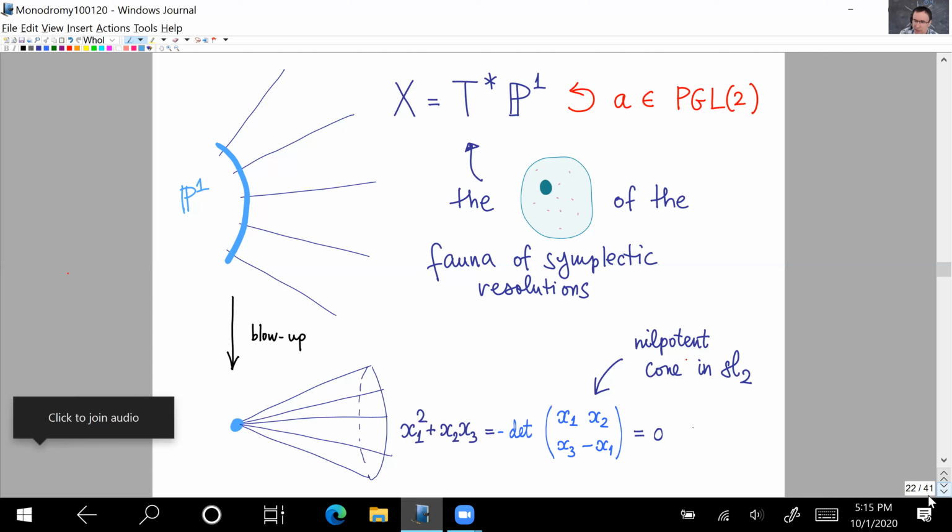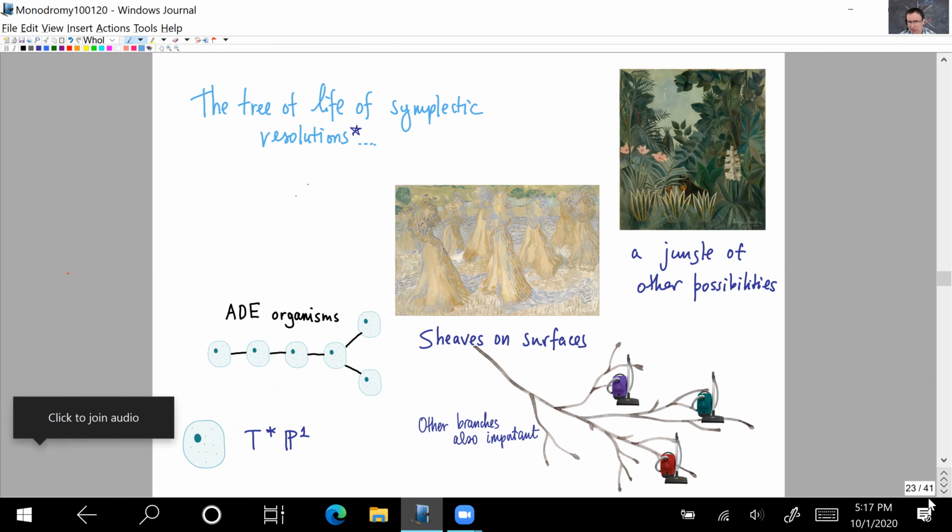Right. So if I look at the general tree of life of symplectic resolutions, there's some variety there. There are ADE type varieties, and the most interesting one geometrically: sheaves on surfaces. So if your surface is a symplectic resolution, then moduli of sheaves on surfaces are also symplectic resolutions. This includes the ADE surfaces, and this is geometrically maybe the most interesting.